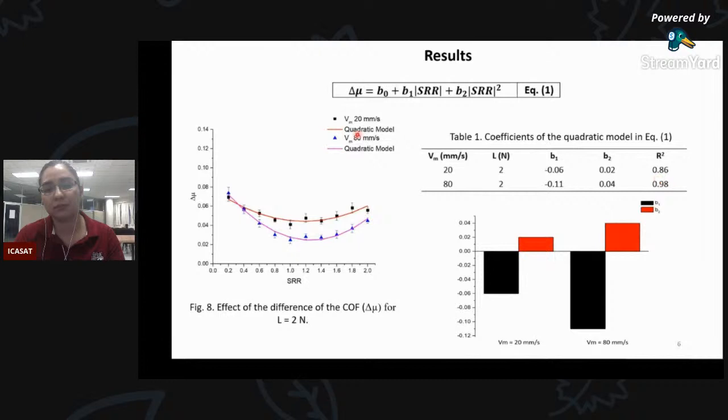And the statistical analysis performed to isolate the protein contribution shows a good fit with a second order prediction model for the difference between the corresponding coefficients of friction for serum and water at the two levels of the entrainment speed, 20 and 80 millimeters per second. As you can see, this is the model, and the result says that the effect of the protein is large at an entrainment speed of 80 millimeters per second, with the highest value of the coefficient of friction. And the results show that the excess protein contribution to lubrication depends on the entrainment speed and the sliding to rolling ratio.